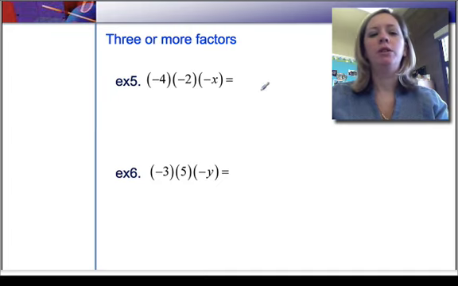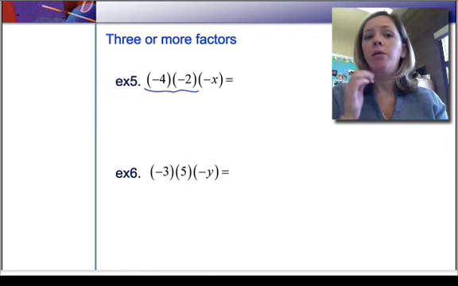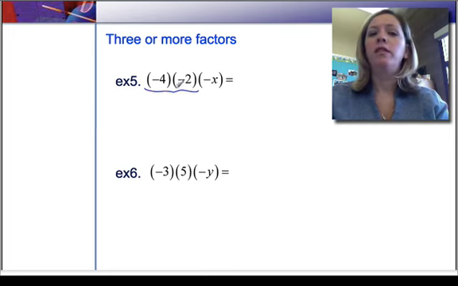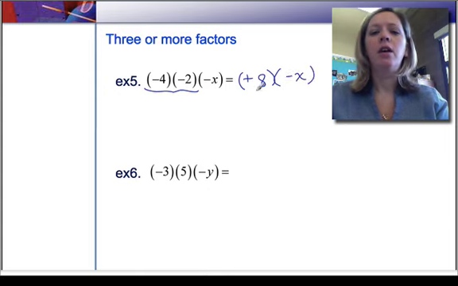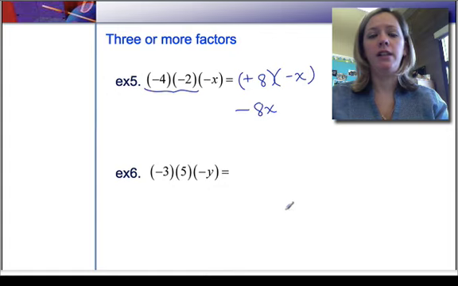Alright, what if you have 3 or more factors? So when we're doing multiplication and division, we'll talk more about order of operations in the next unit, but when we're doing multiplication and division, we always do it from left to right in order. So first we're going to multiply the first two things together. Negative 4 times negative 2. We know a negative times a negative is positive, so negative 4 times negative 2 is positive 8. And so now we have to take positive 8 and multiply that by negative x. We know that a positive times a negative is negative, so my final answer will be negative 8x.